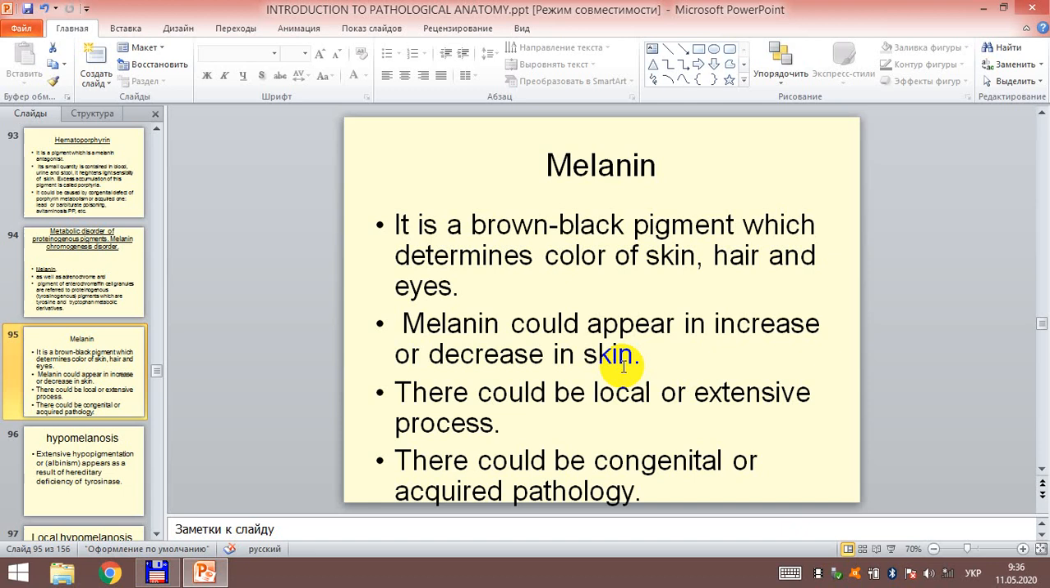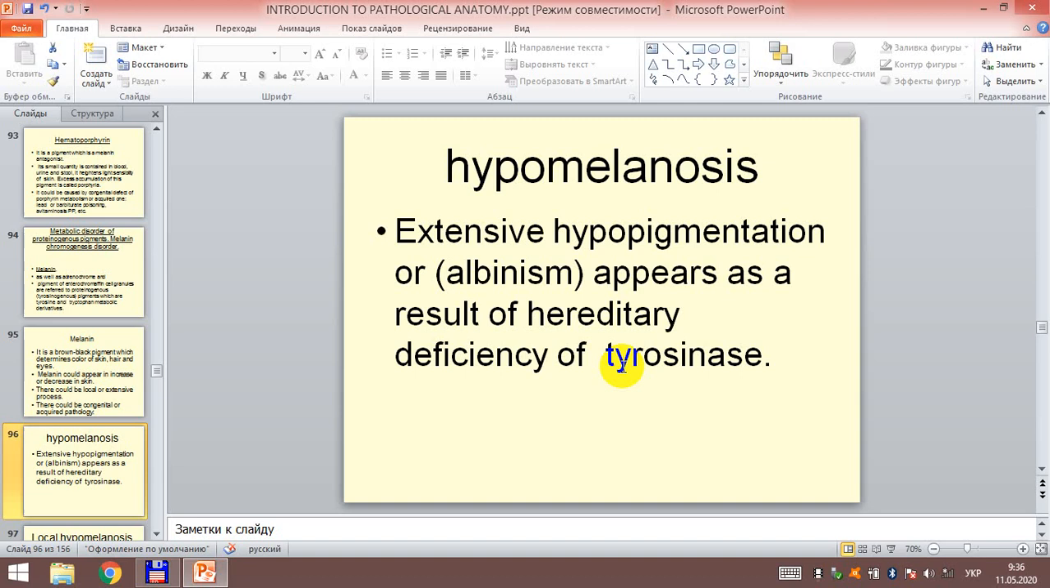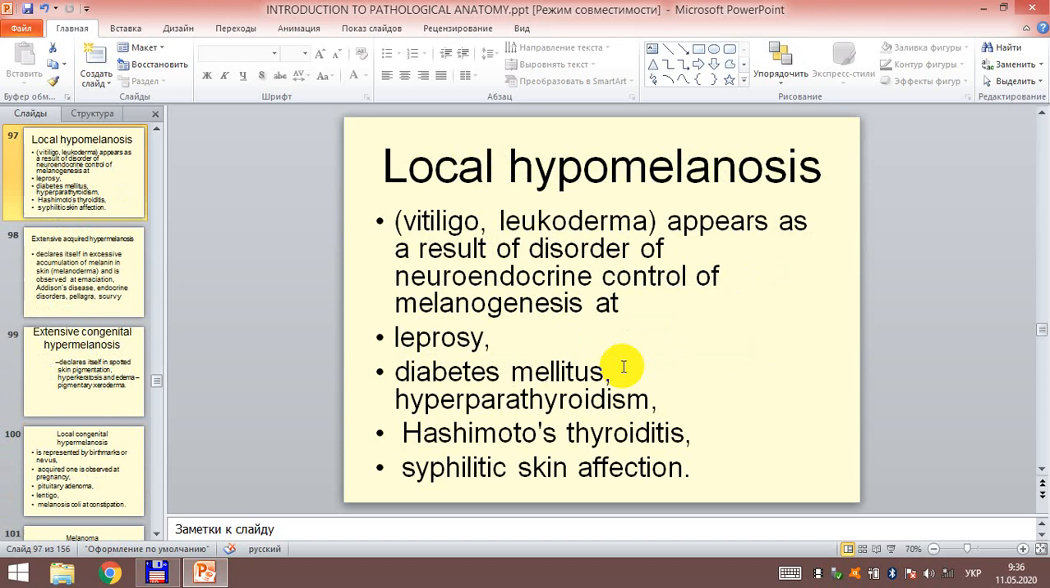Melanin could appear in increase or decrease in skin. There could be a local or extensive process. There could be congenital or acquired pathology. Hypomelanosis: extensive hypopigmentation or albinism appears as a result of hereditary deficiency of tyrosinase. Local hypomelanosis, vitiligo, leucoderma, appears as a result of disorder of neuroendocrine control of melanogenesis at leprosy, diabetes mellitus, hyperparathyroidism, Hashimoto's thyroiditis, syphilitic skin affection.